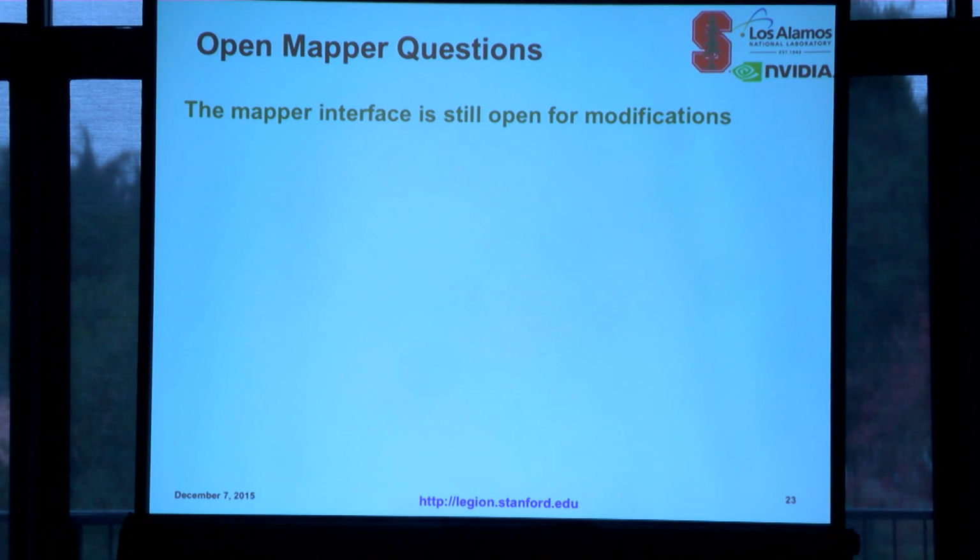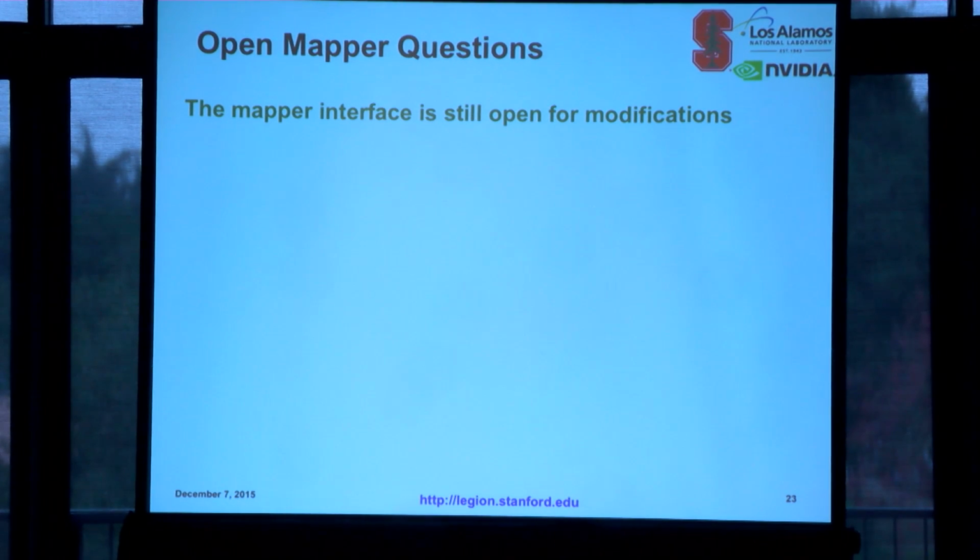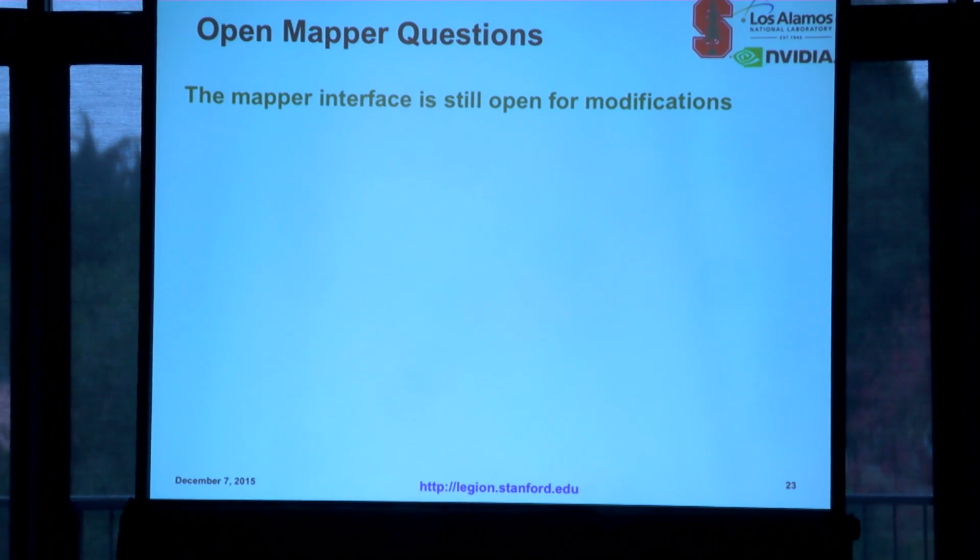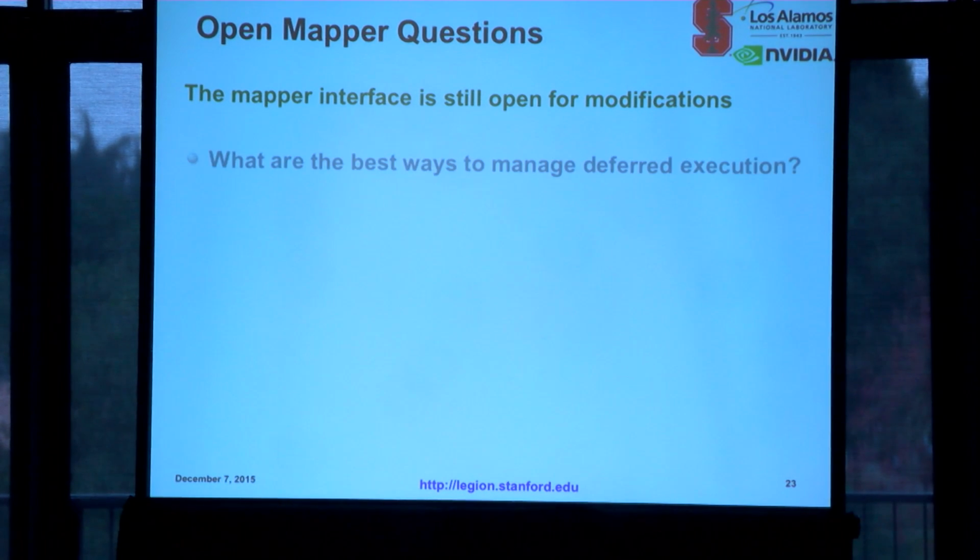And my last slide before lunch, because I'm sure everyone is hungry. This new mapping API is going to be rolling out probably sometime in January. While it's going to be a new interface for everyone to start playing with, I want to point out that it's not going to be fixed in any way. It's still going to be very much open for modifications. There are lots of open questions that we still have with this mapper API.